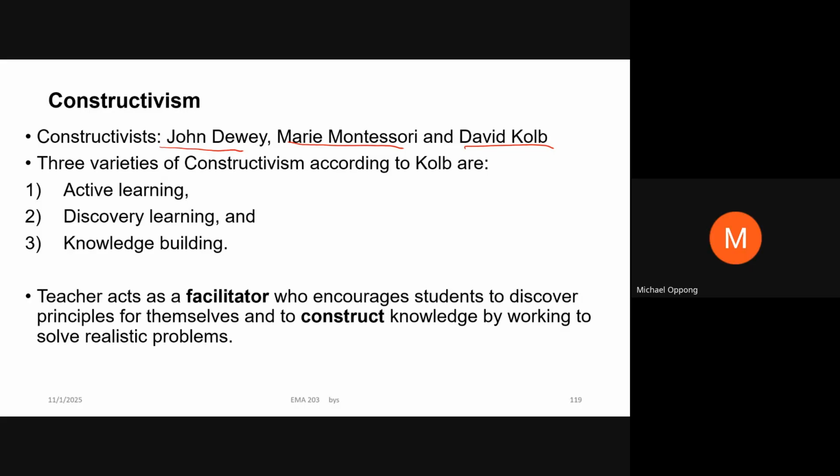So you, the teacher, will act as a facilitator and allow the children to construct or discover or explore whatever you put before them. So that is all about constructivism. Any question on constructivism?